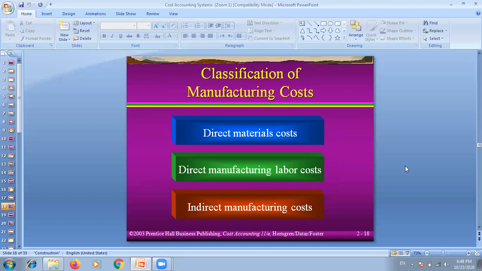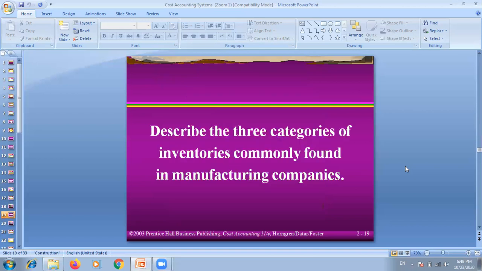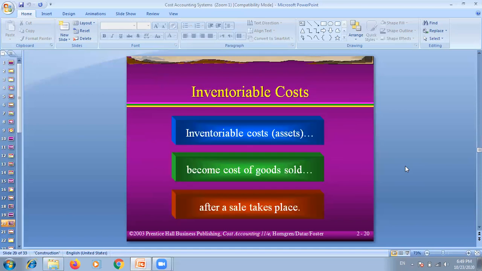For these machines to work, we need electricity. So electricity cost should be considered indirect manufacturing cost. These machines need maintenance. So maintenance is considered indirect manufacturing cost. So I have direct material, direct labor cost, that is wages. Then I have indirect manufacturing cost. These are the classifications of manufacturing cost. Describe the 3 categories of inventories commonly found in manufacturing companies. We describe them. What about inventoriable cost?